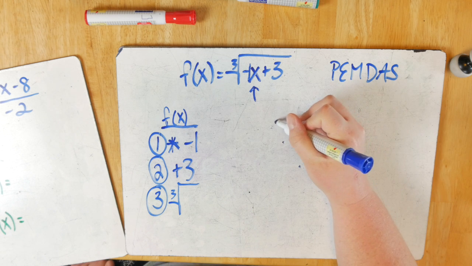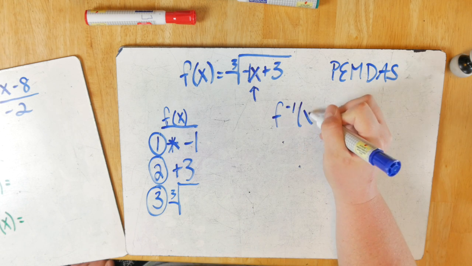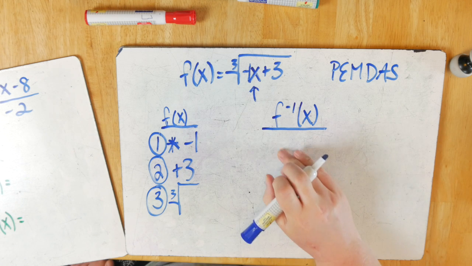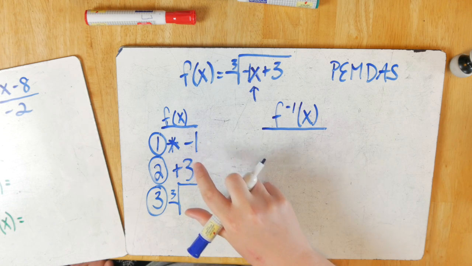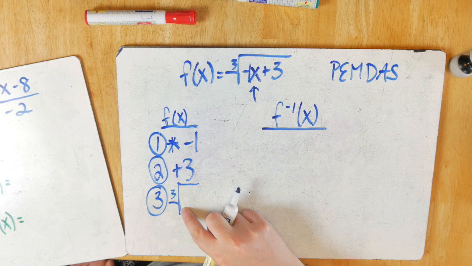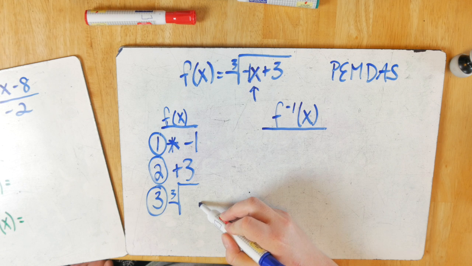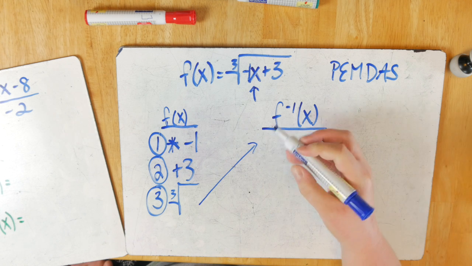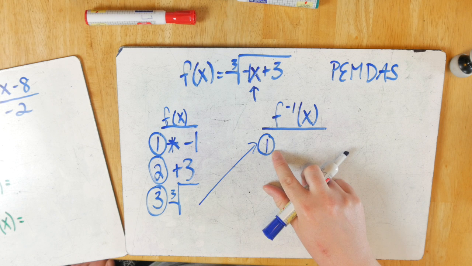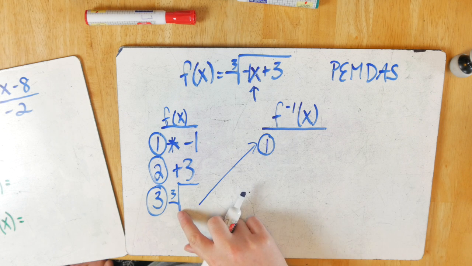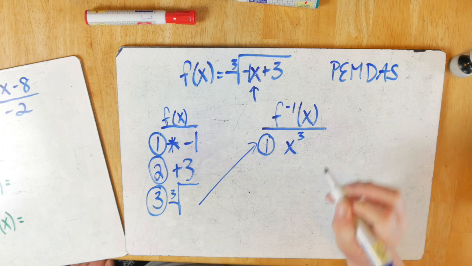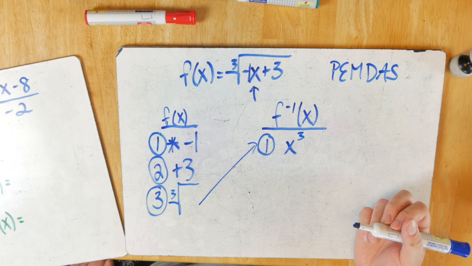So if we're looking for the inverse function of f of x, we are going to do two things. We're going to inverse all of these individual operations. We're also going to reverse the order. So for the inverse, we would have some input, and then the very first thing that we would do to that is the inverse of a cube root, which is a cube. We would cube the input.